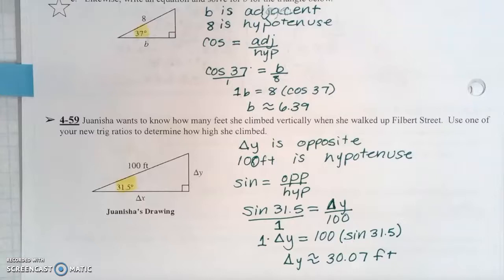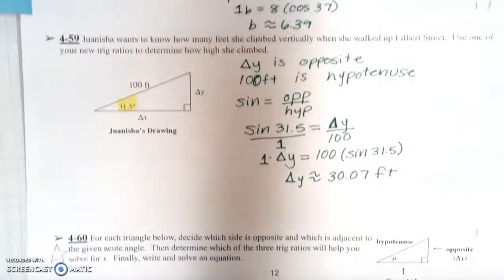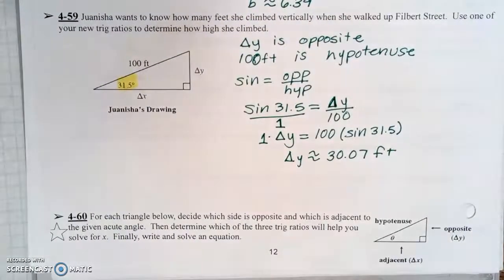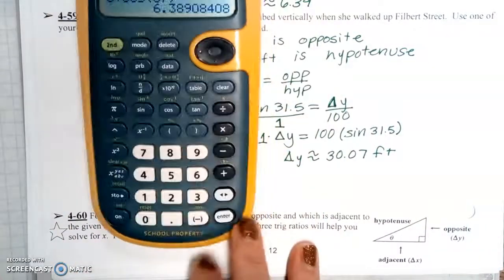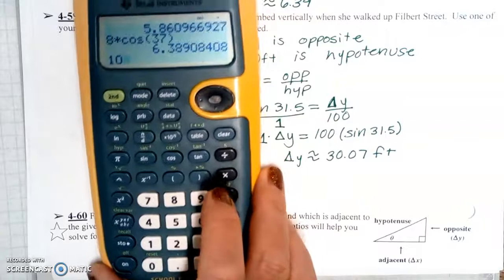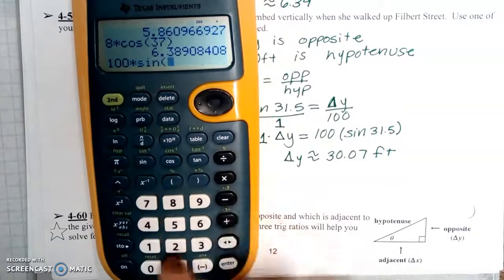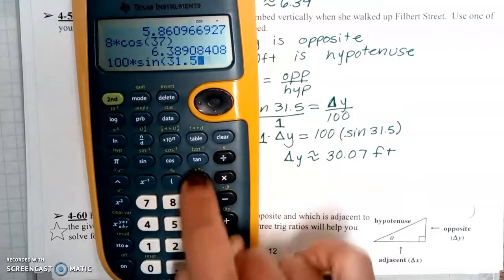So to make our equation, we say the sine of 31.5 is equal to the change in y over 100. And then we do the cross product. So for the cross product, we're going to multiply 1 times the change in y, which is just the change in y, set that equal to 100 times the sine of 31.5. So to type that in the calculator, get it down in view, type in 100 times the sine of 31.5, hit the equal sign.